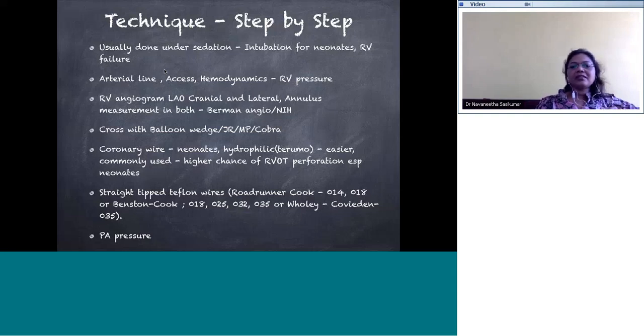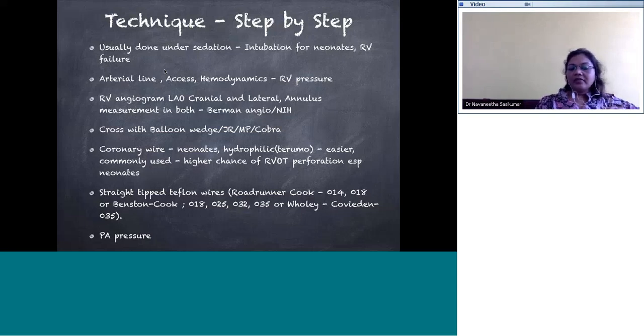the tricuspid valve apparatus, which is actually a good thing to avoid, because one of the complications of this otherwise simple procedure is that you can damage the papillary muscles of the subvalve apparatus of the tricuspid valve and cause tricuspid regurgitation. So it's a good practice if you can get yourself used to a balloon wedge and use it to cross.